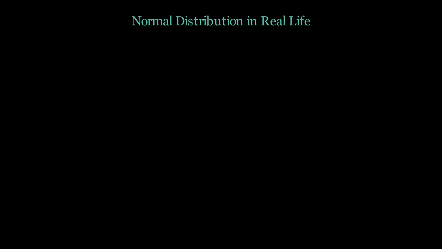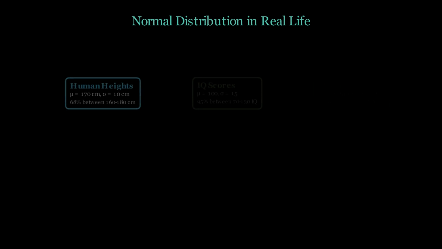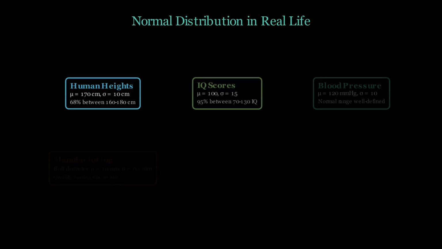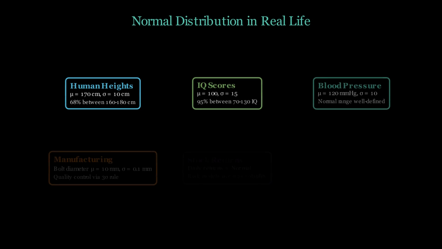The normal distribution isn't just theoretical. It appears constantly in the real world. Human heights follow a normal distribution. Mean around 170 centimeters. Sigma 10 centimeters. IQ scores are specifically designed to be normally distributed with mean 100 and sigma 15. Blood pressure measurements across a healthy population cluster normally, helping doctors define what normal range means.